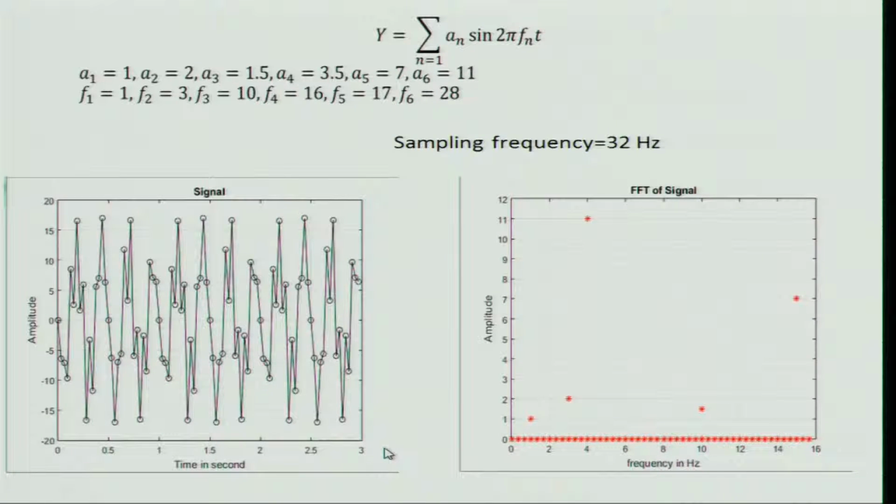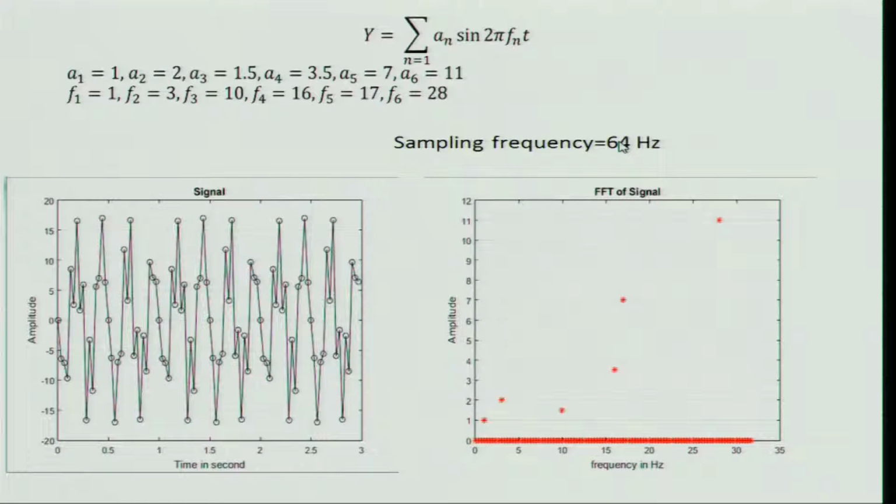Maybe I can still keep the duration the same, 3 seconds, but I have to increase the sampling frequency. So what I did was I made it 64 hertz. I doubled it. Once I double it, theoretically I will get all the frequencies up to 32 hertz. What we see is the first frequency is at 1, amplitude 1, which is good. The second frequency is at 3 and amplitude is 2, which is good. The third frequency is at 10 hertz, amplitude is 1.5, which is good. The fourth frequency is at 16 hertz, amplitude is 3.5, again good. The fifth frequency is 17 hertz and amplitude is 7, which is good. Then you look at the next frequency and you get something around 28 or 27, and its amplitude is also 11. So you are getting good results at this.